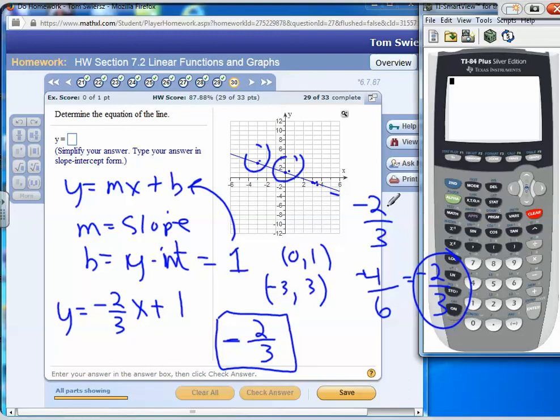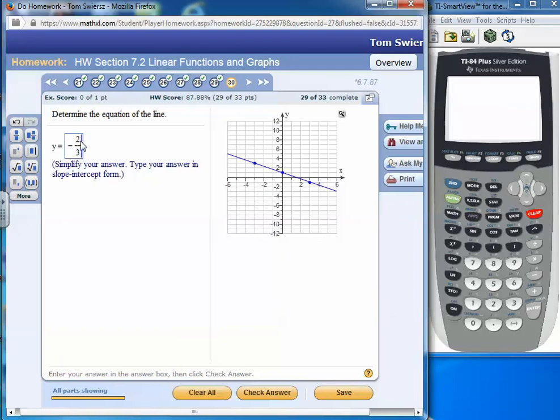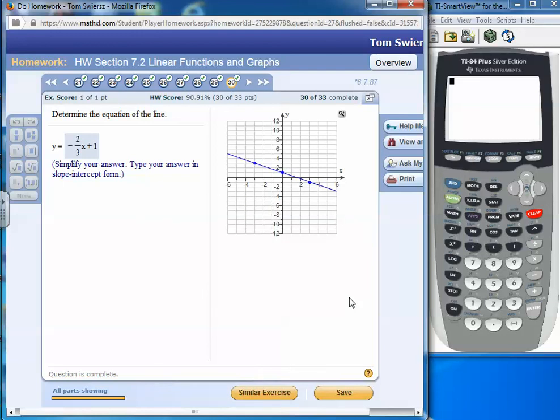And then again, it's y equals the slope times x plus the y-intercept, which was a positive 1. Okay? So let's go ahead and put that in. Y equals negative 2/3 x, don't forget the x, and then plus 1, the y-intercept. Okay? All right, that takes care of problem 30.